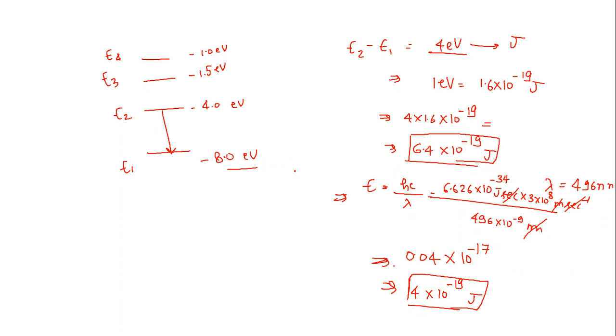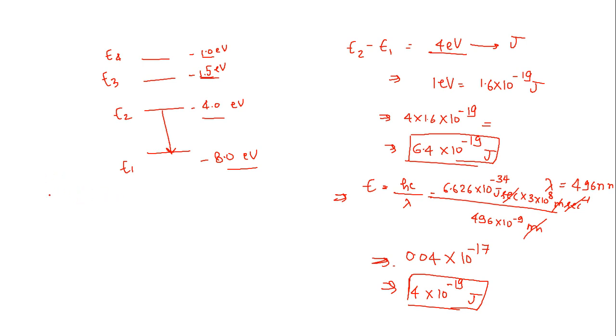So the second one would be, I'll try E3 to E1, but the energy is still quite high, so we have to go for a lower energy transition. So we have two options. The one is 1.0 to 1.5, and the second one will be 1.5 to 4.0.